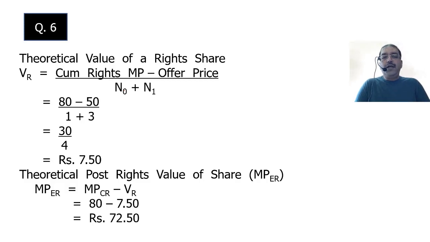Now we have to see the gain or loss of a shareholder if he accepts the rights issue and he is having 300 shares with him. Has he made a profit or has he made a loss? You have to calculate that. Theoretical value of rights share, cum-rights market price minus offer price upon N0 plus N1. Cum-rights market price 80, offer price 50, 1 plus 3.